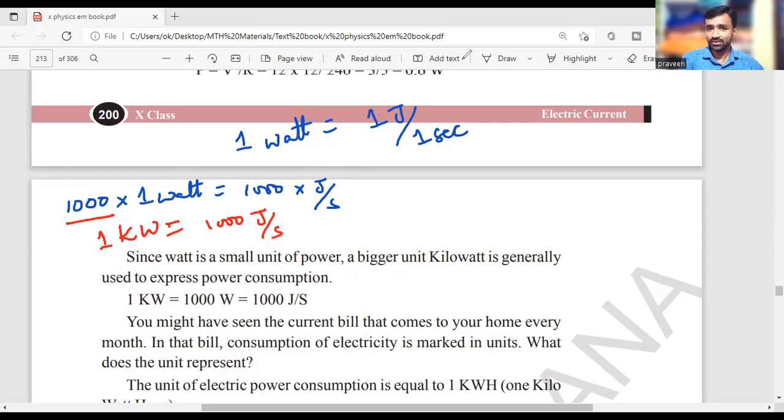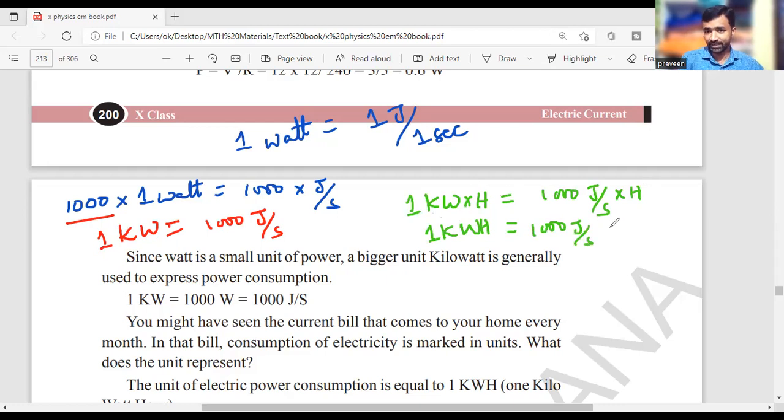No change in this. Then again I am transposing as follows: 1 kilowatt is equal to 1000 joule per second. On either side I am multiplying by 1 hour. So 1 kilowatt hour is equal to 1000 joule per second into 1 hour.